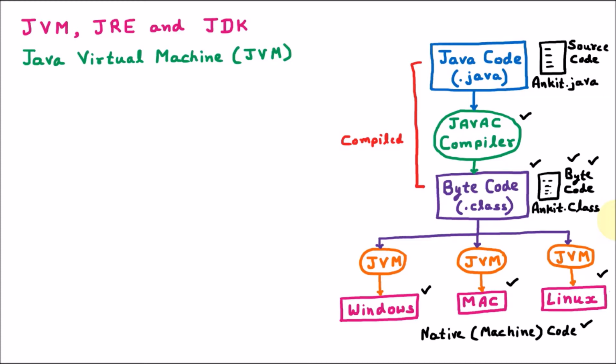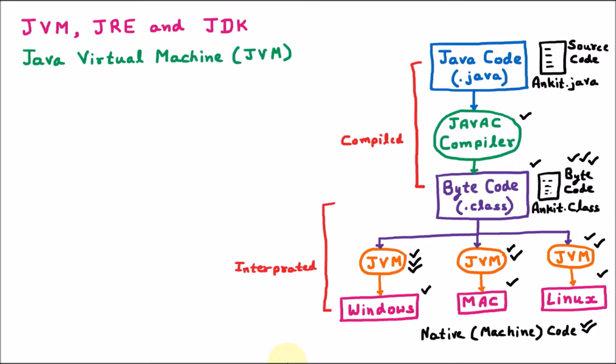Here we have the JVM. We can see that there are 3 JVMs shown. The first JVM is for Windows, the second one is for Mac, and the third one is for Linux. That means JVM is operating system specific. So here JVM is acting like an interpreter and it is converting the bytecode to the native machine code line by line. That's why this second phase is called the interpreter phase.